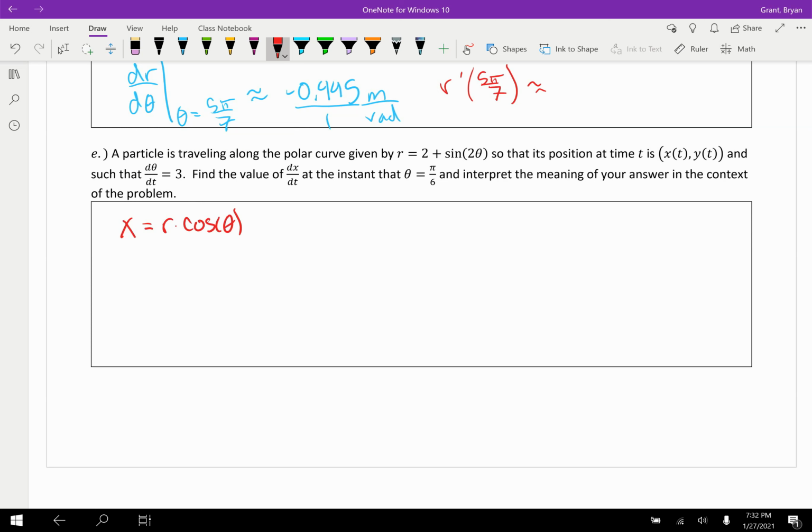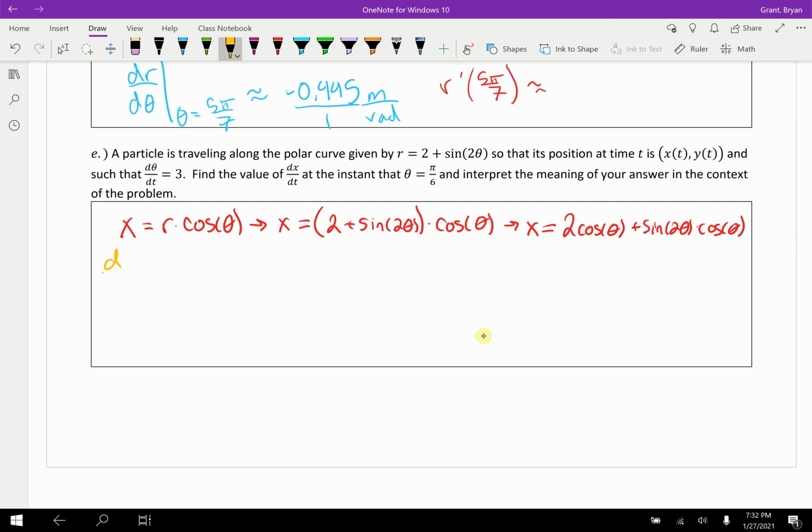X is the output. We have 2 inputs though, but I think we can be better. I think we could probably say that x is equal to, instead of r, 2 plus sine of 2 theta times cosine of theta. X and theta now, right? They want the value of dx dt at pi over 6. Okay, well, let's take the derivative of this. Before I take this derivative, we'll do one more, and we'll distribute the cosine of theta. So 2 cosine of theta plus sine of 2 theta times cosine of theta. I'm trying to decide if that's going to be easier or not, but I'm going to go with it.